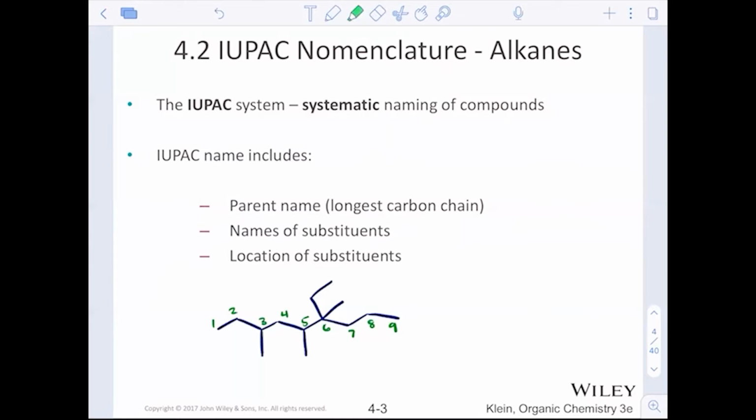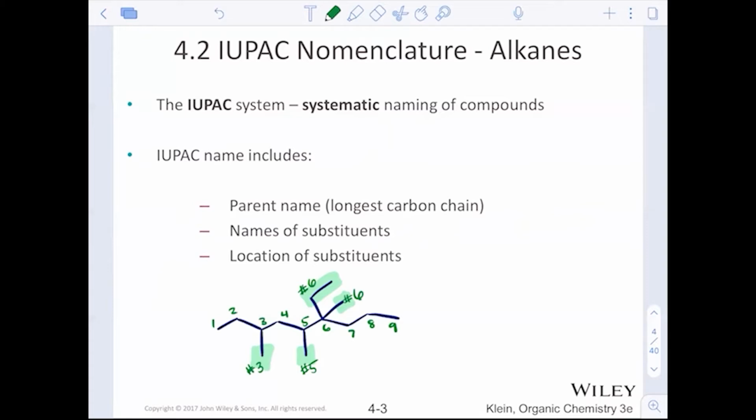And then finding substituents, finding carbons that I haven't numbered, that are branching off. I've got that 2 carbon group and the 1 carbon. Here's another 1 carbon. Here's another 1 carbon. Those are substituents. And where they are located means where are they on the actual parent chain? This one's on carbon number 3, this one's on carbon number 5, these are on carbon number 6. And that will be how we start to name this compound.